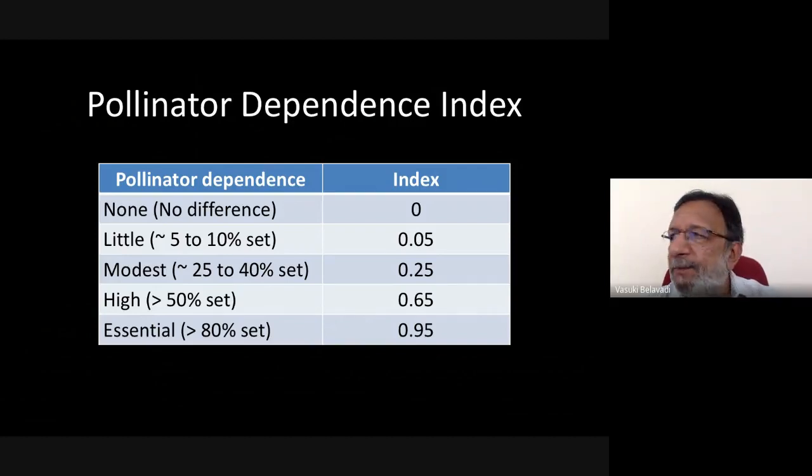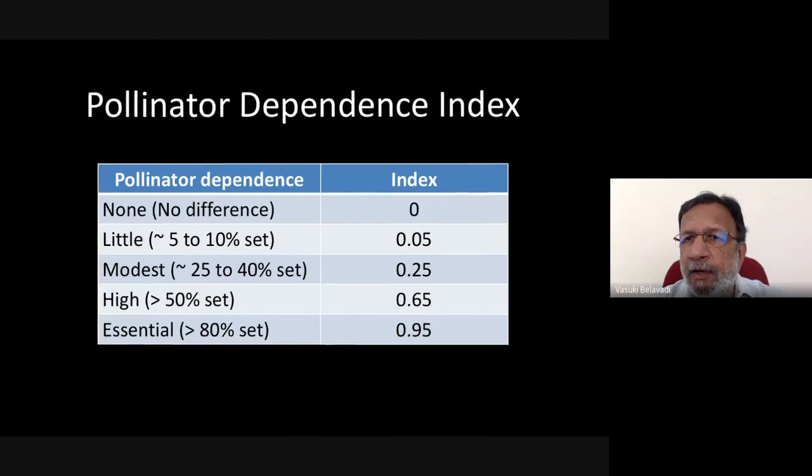That is, only a 5 to 10% increase in the presence of pollinators. Modest is 0.25, if the increase in the yield is between 25 and 40%. And high is 0.65, if the increase in the yield is between 50% and 80%. And essential, where the increase is more than 80%, is 0.95. So these are the indices that are used for working out the economics.